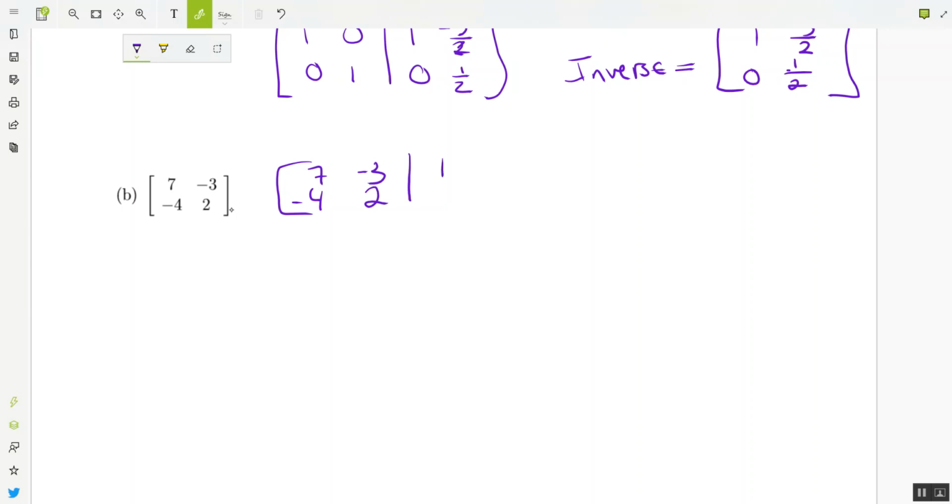Oops, not 0. 1's on the diagonal, 0's everywhere else. So the first thing I am going to be getting rid of is that negative 4. I want to make that a 0. Always start there. So my first move, and I'm trying to change colors so you can see where the moves happen, is I'm going to combine it with the first row to make my 4 go away. So I got to do 4 times row 1 plus 7 times row 2.